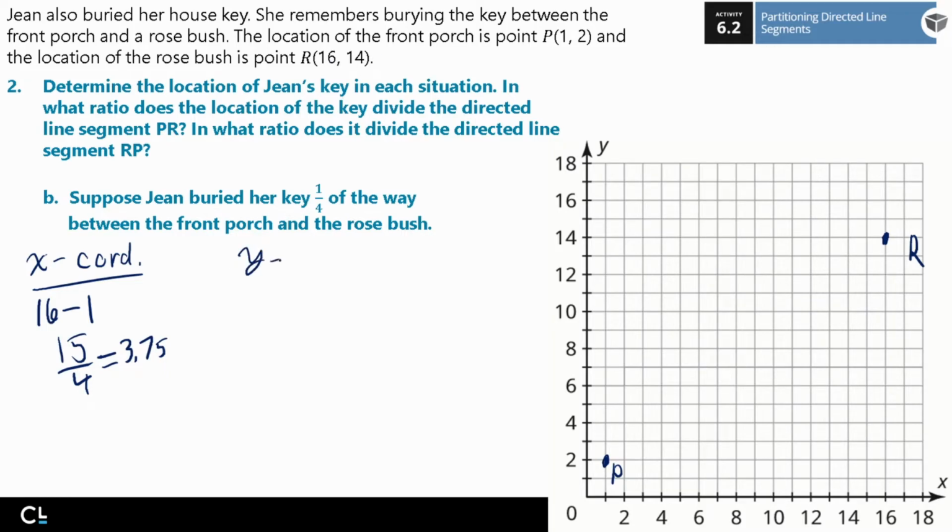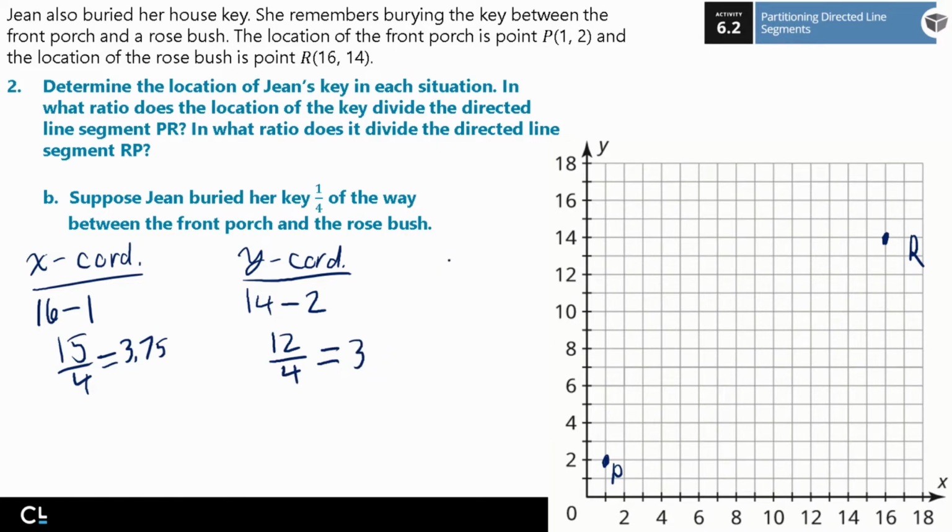Then we want to do that for our y coordinates. In order to do this one, we do 14 minus 2, so our second y coordinate for R minus our y coordinate for P. And that's going to give me 12. And now we need to divide that by 4, which will give me 3.